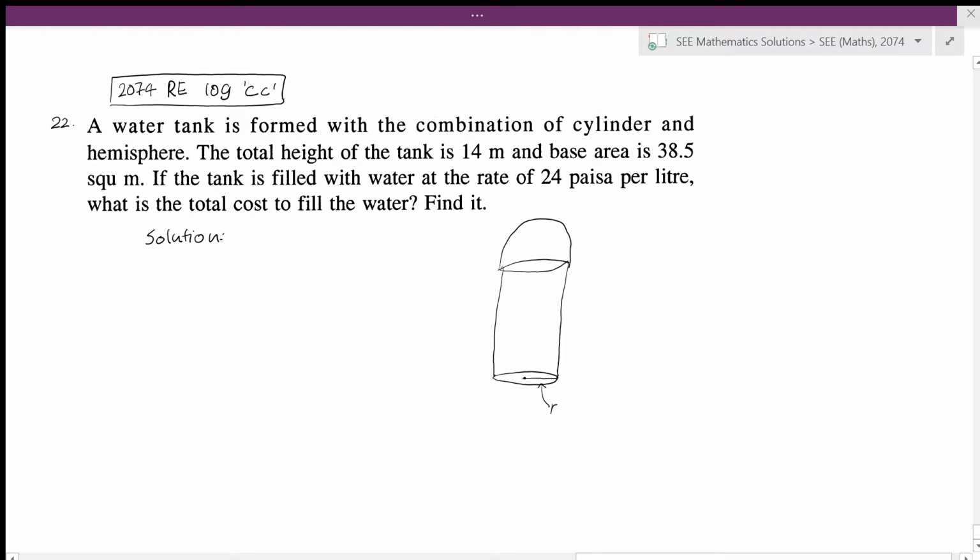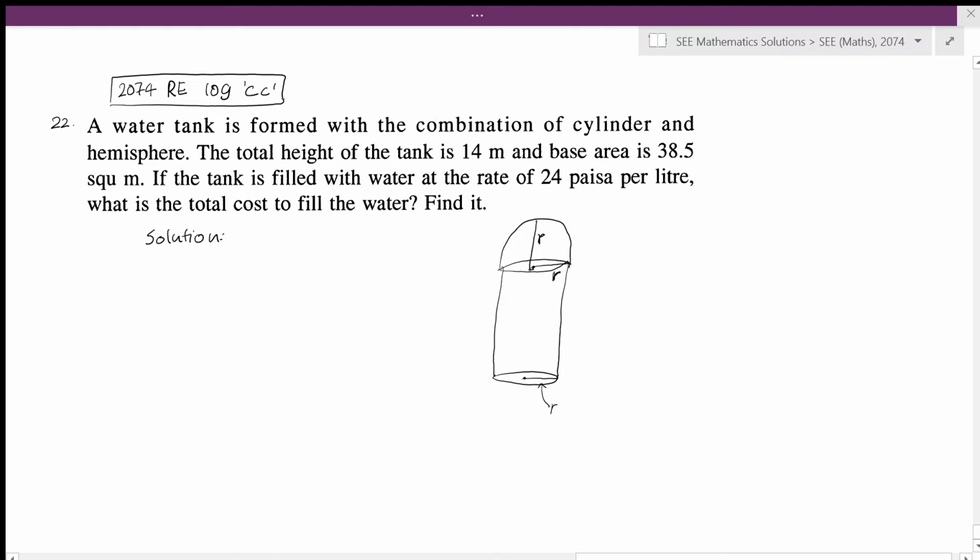This base is symmetrical to the base at the top, so this part will also be equal to r, radius. And another important thing, since this hemisphere is perfectly fitted on this cylinder, the length from this center to this part is also r, because these both are radius. Now if we define all these things here, we can start the calculation.